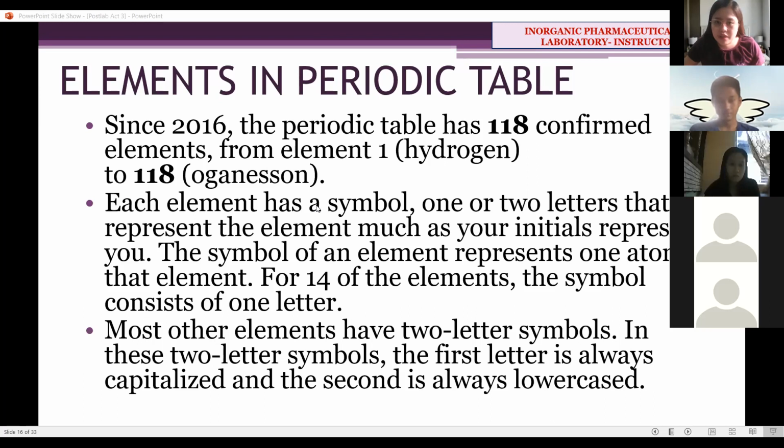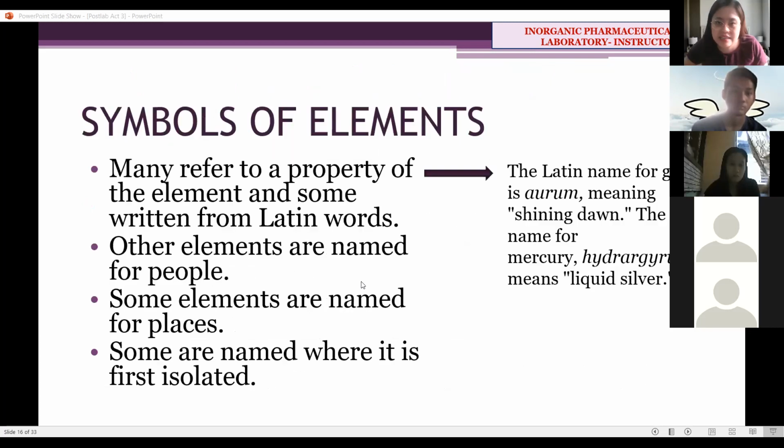Now, how about the symbols? Symbols sa element can be two letters mostly, ang ato ang symbol. And how do we write the symbols? Ang first letter kay capital, ang second na letter kay lowercase. Pero take note, we have 14 elements na one letter lang ang iyahang symbol. Parehas kay hydrogen, H lang siya. Or kay tungsten, W. Boron, B lang siya. So muna siya, 14 na sila kabuok na one letter lang ang ilahang symbol.